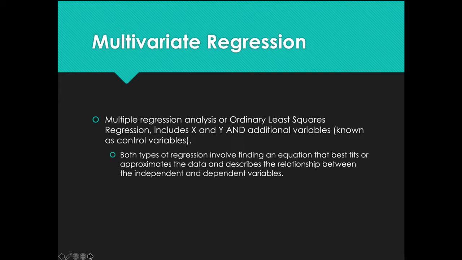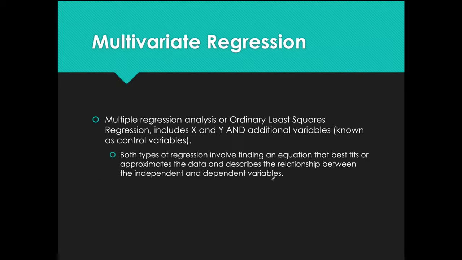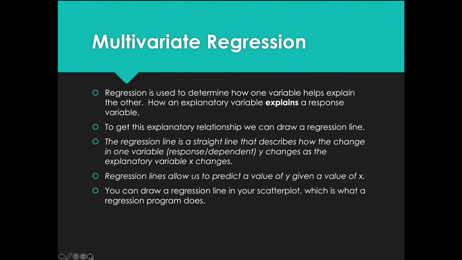Okay, so that's correlation. We're really much more interested in regression today, so we're going to talk about some very basic stuff. So regression, multiple regression analysis, or ordinary least squares regression, includes your x, your y, and additional variables, control variables. Effectively, what it's interested in is finding an equation that best fits or approximates the data and describes the relationship between the independent and dependent variables. It is also interested in linear relationships. Regression is used to determine how one variable helps explain another, right? So how an explanatory variable explains a response variable.